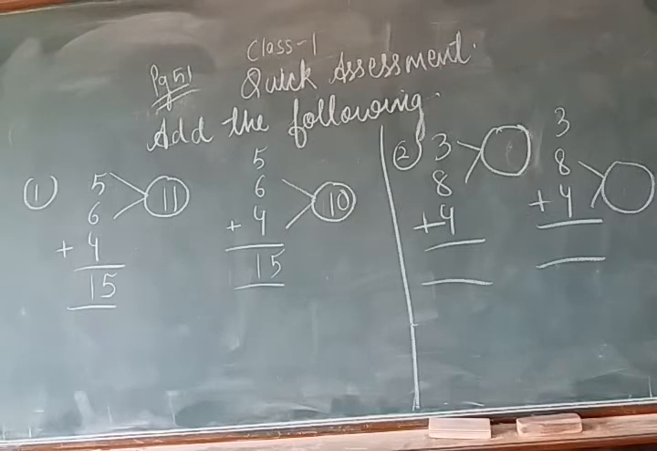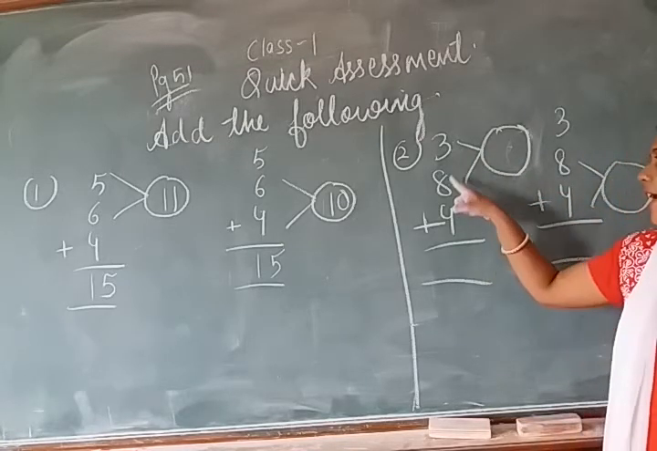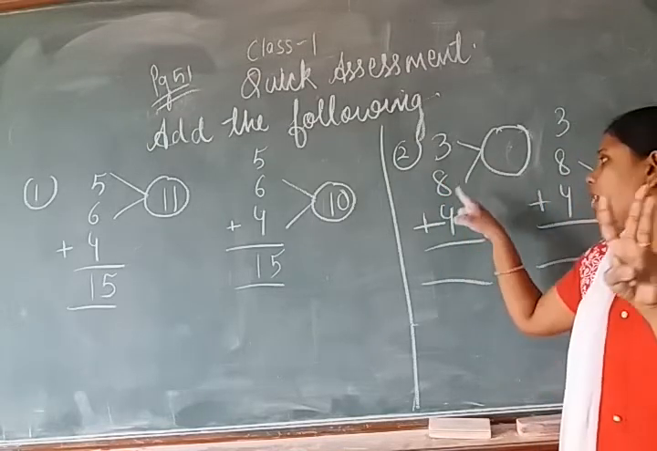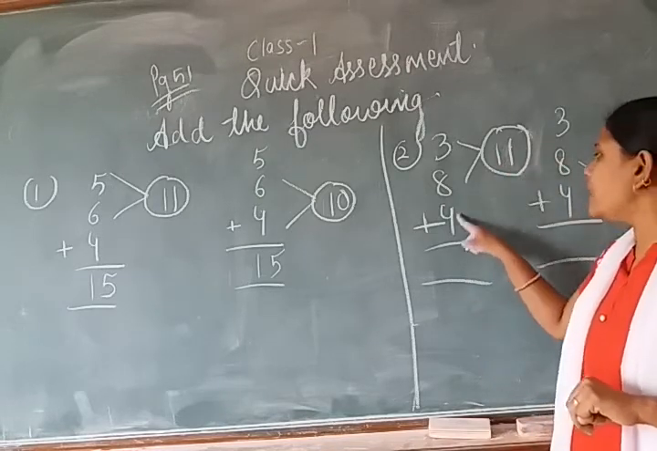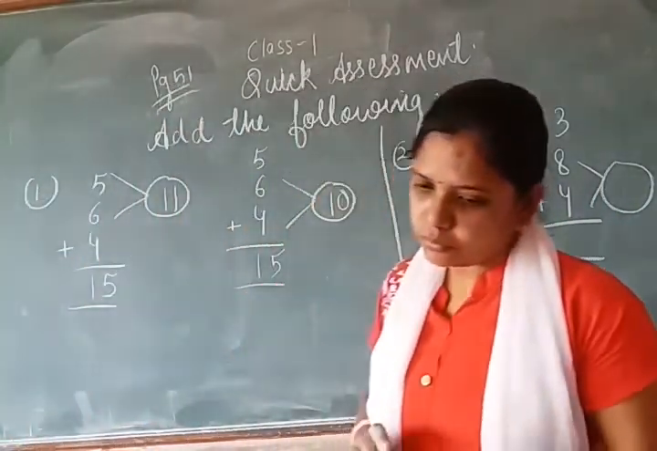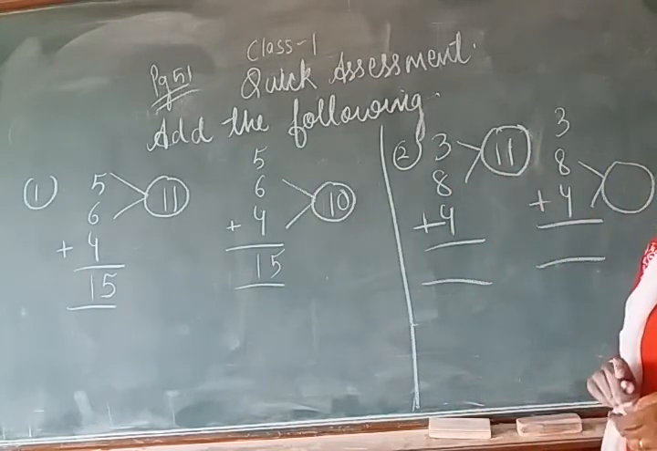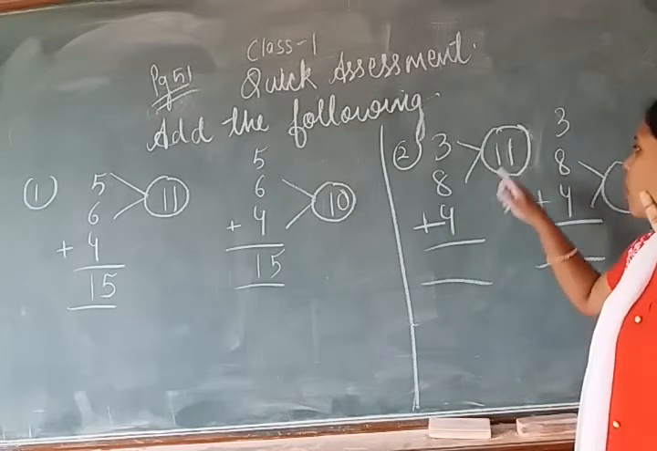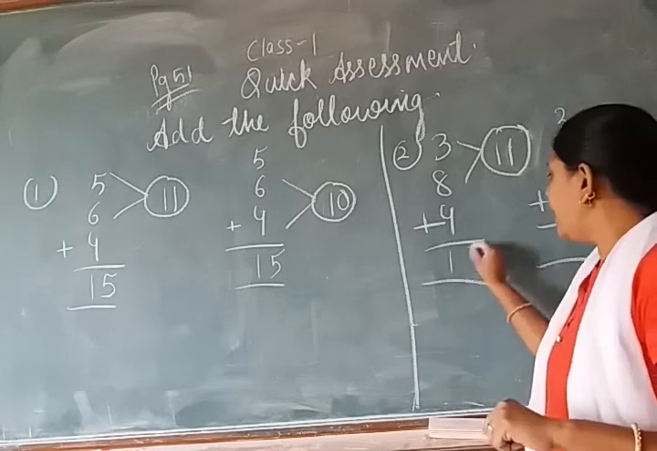Its second part. So 3 plus 8 plus 4. So first add 8 plus 3. So take out 3 fingers and count after 8: 9, 10, 11. So write here 11. Now 11 plus 4. So take out 4 fingers and count after 11: 12, 13, 14, 15. Again 15.